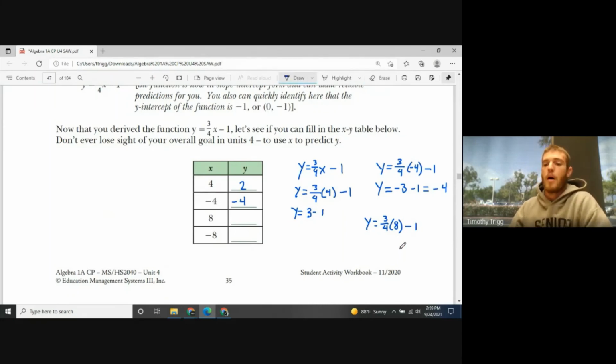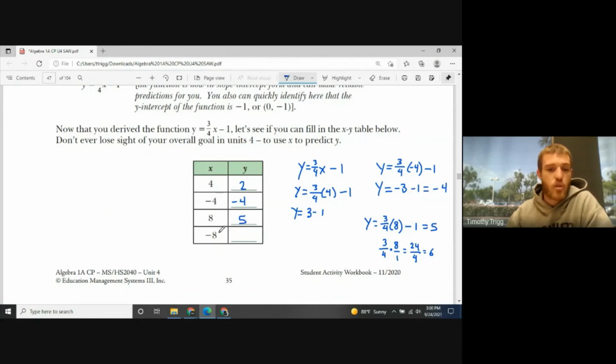Okay. So now 3/4 times 8. Just a reminder, to multiply a whole number times a fraction, you can consider the 8 as 8/1. And then you'd multiply the top times top, bottom times the bottom, and then divide. So 3 times 8, that's 24, over, and we'll put 4 in the denominator. 4 times 1 is 4. 24 divided by 4 is 6. So 3/4 times 8 is 6. 6 minus 1 is 5.